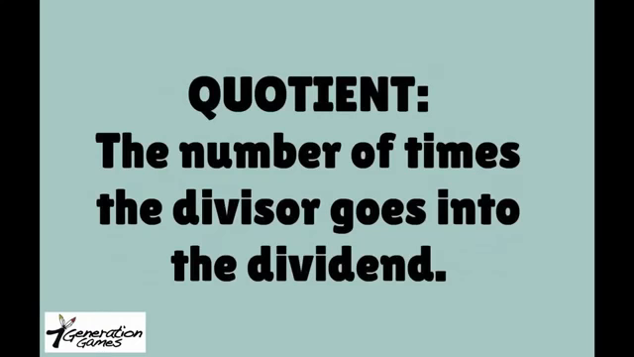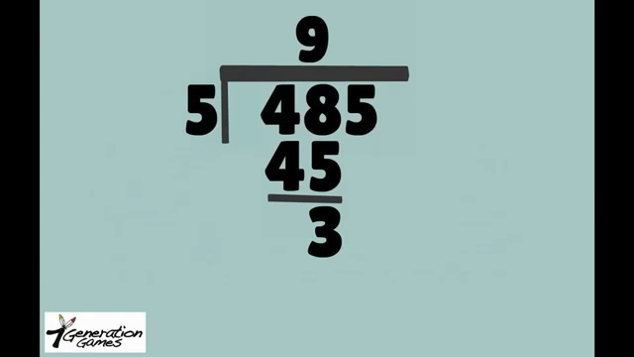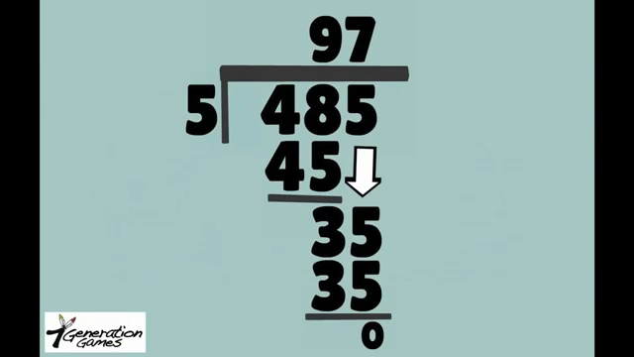The quotient is the number of times the divisor goes into the dividend. Going back to 485 divided by 5, 5 goes into 48 9 times, giving you 48 minus 45, leaving you 3. Bring down the 5 for 35. Then 5 goes into 35 7 times. 35 minus 35 is 0. So your answer to how many times 5 goes into 485, or the quotient, is 97.